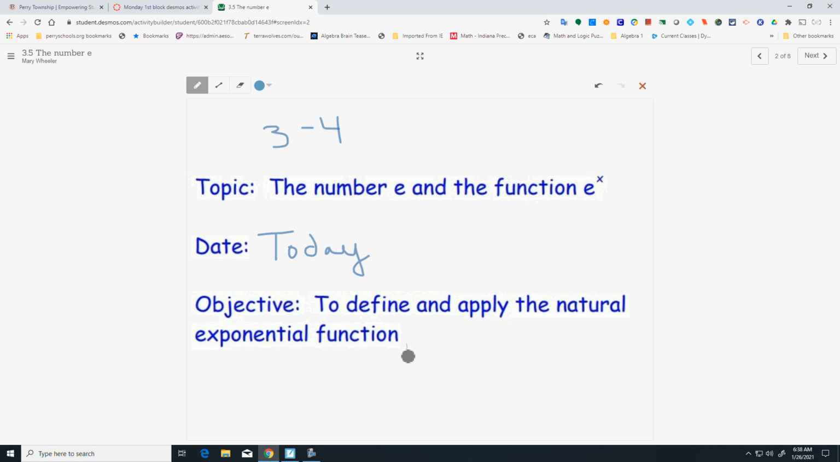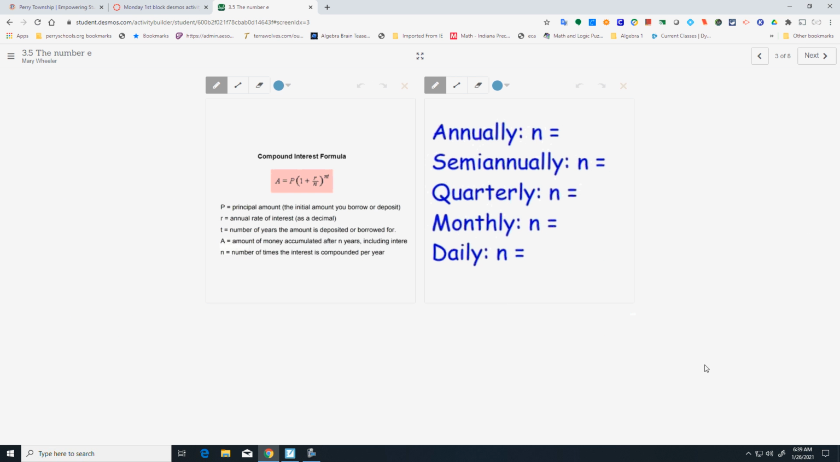And we're also going to spend a lot of time talking about compound inequalities, or compound interest, which leads up to the letter e. So, first thing, compound interest formula.